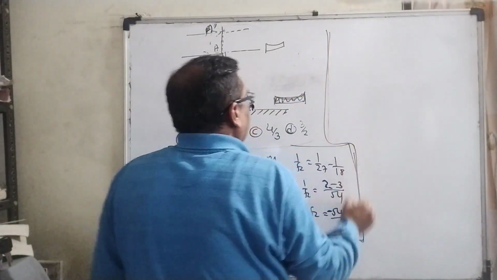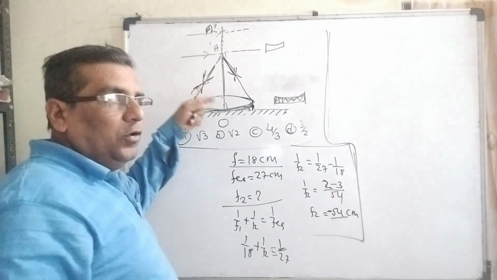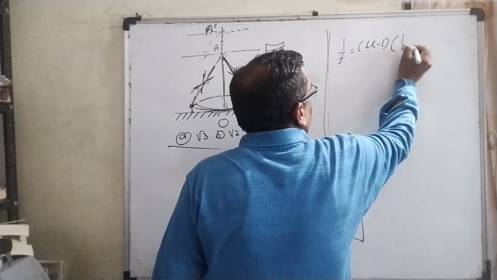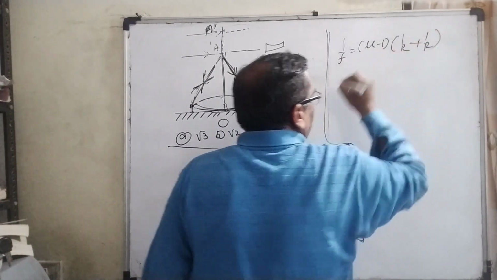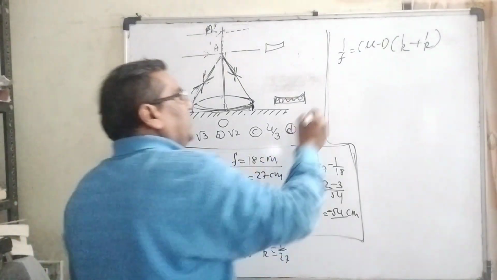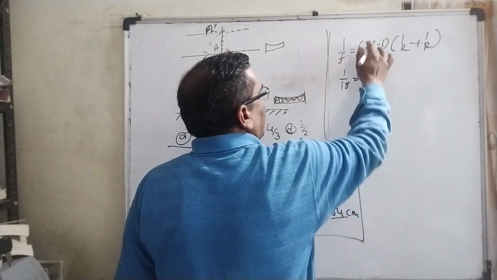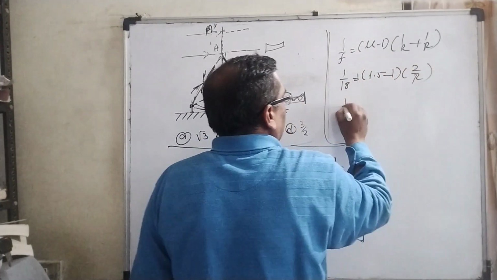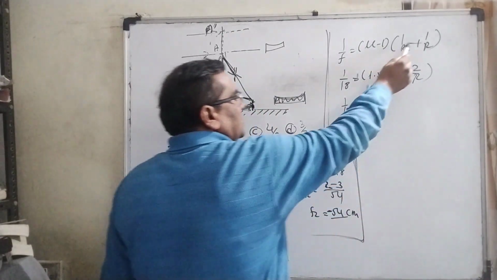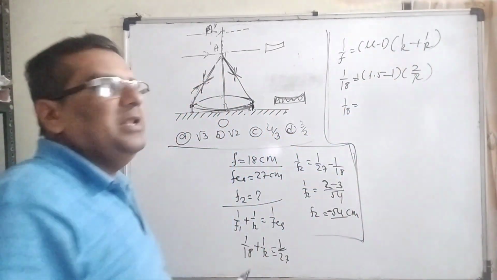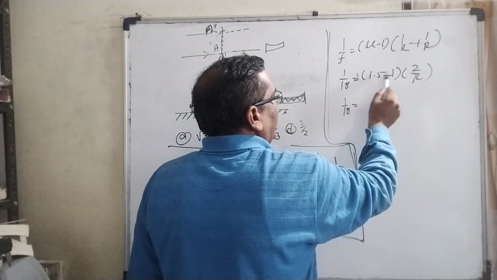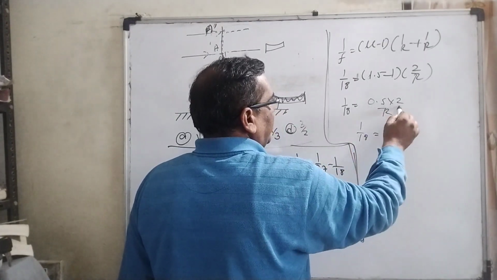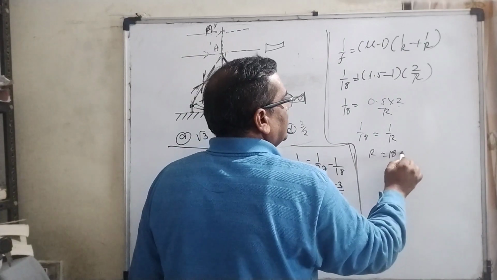Now we have to find the radius of curvature of this lens before putting the liquid. We can use the formula 1 by f equals (mu minus 1) times (1 by r minus (minus 1 by r)). Then it can be written as 1 by 18 equals (1.5 minus 1) times 2 by r. Remember, this is minus and minus 1 by r means plus 1 by r. 1.5 minus 1 means 0.5, into 2 by r gives 1 by r. Then 1 by 18 equals 1 by r, so r equals 18 centimeter.